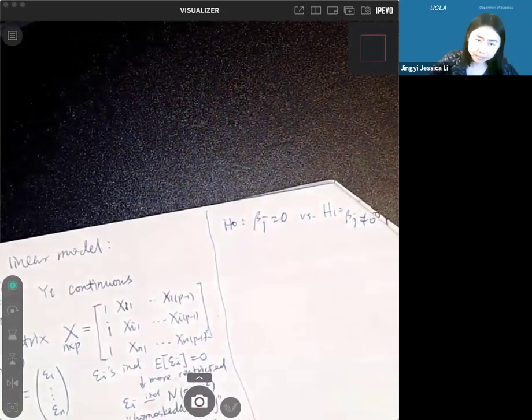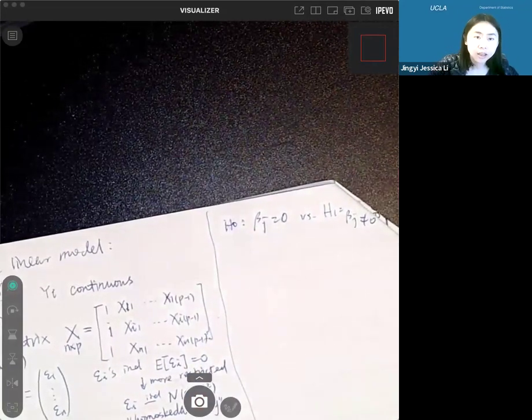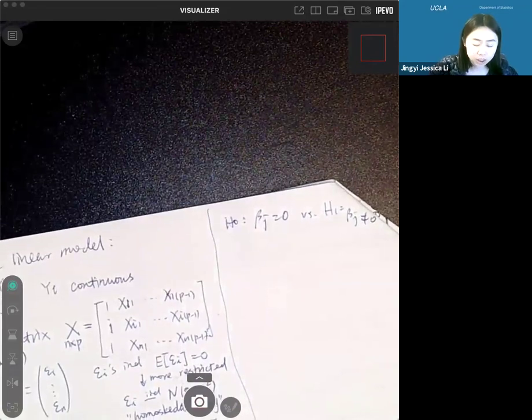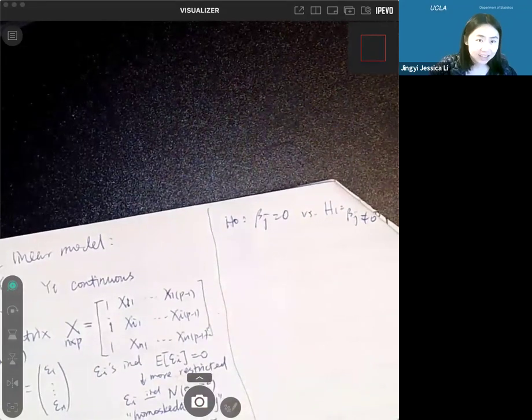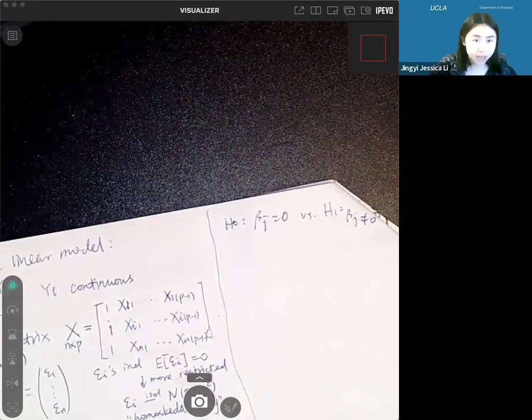So what does this mean? If this beta j is the slope of the jth predictor, you are interested in whether the jth covariate has any association with my outcome.